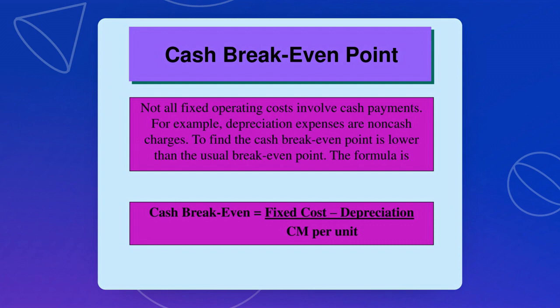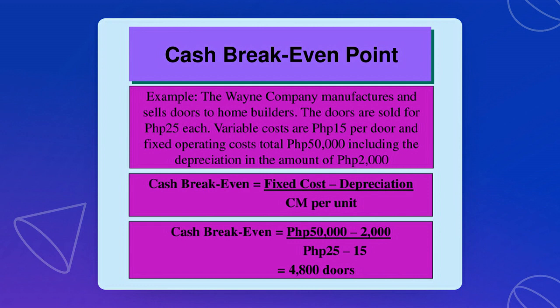For example, Wayne Company manufactures and sells doors to home builders, and the doors are sold for 25 pesos each. Variable costs are 15 per door, and your fixed operating costs totaled 50,000, including depreciation in the amount of 2,000. In the cash break-even point, if you notice, fixed cost minus depreciation is divided by your contribution margin per unit.